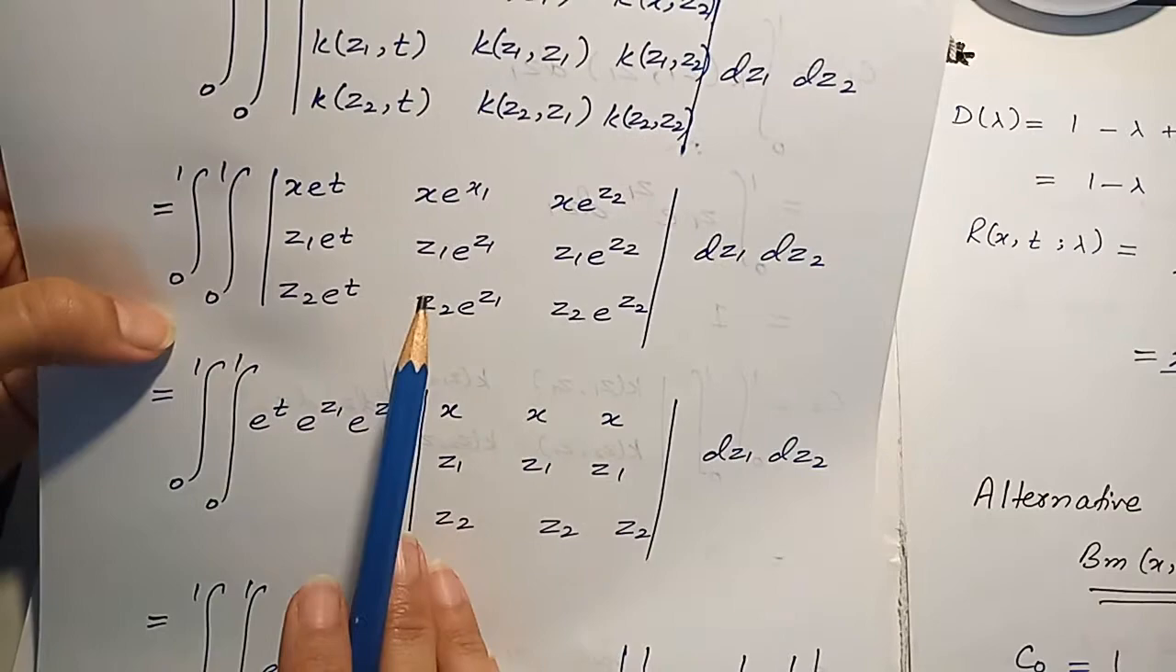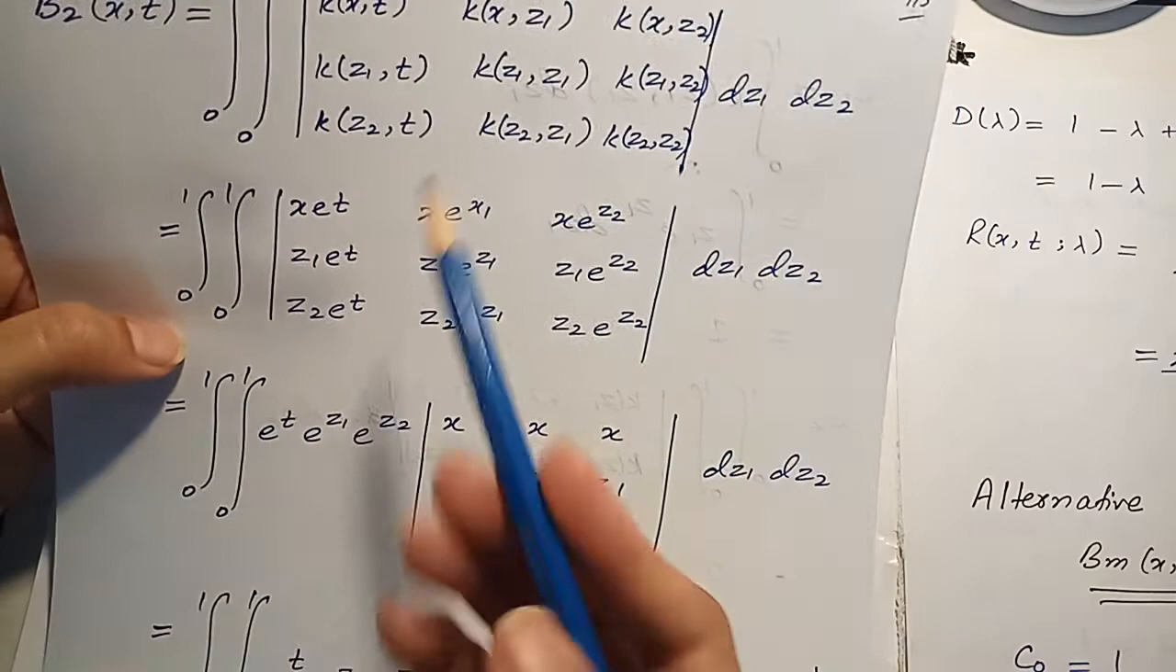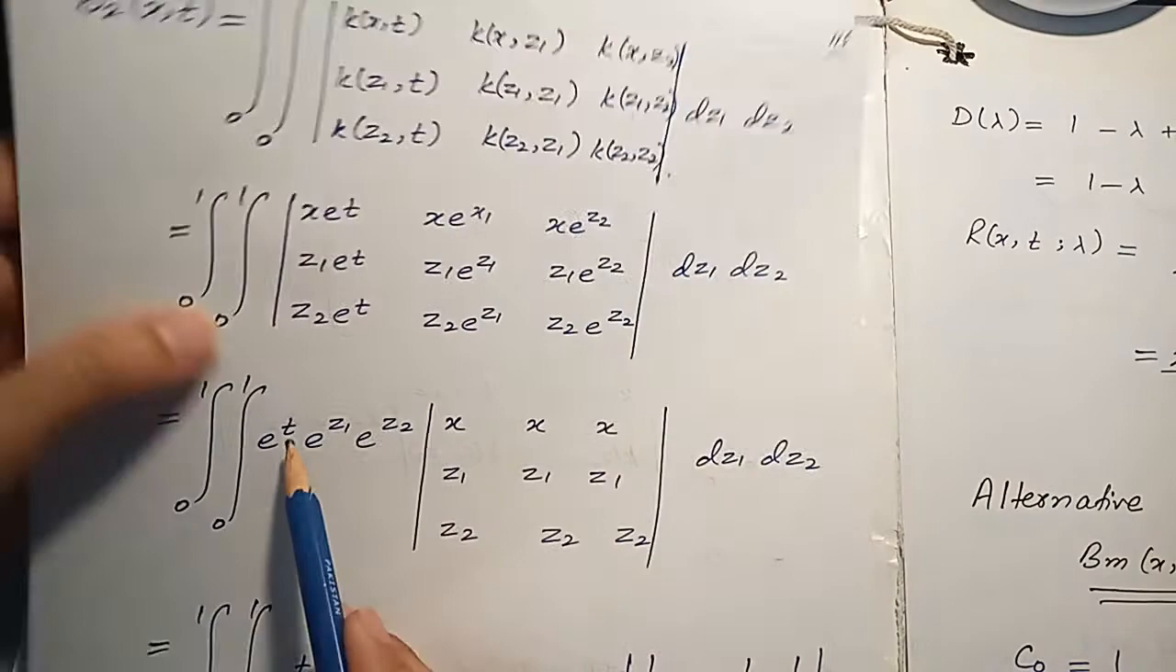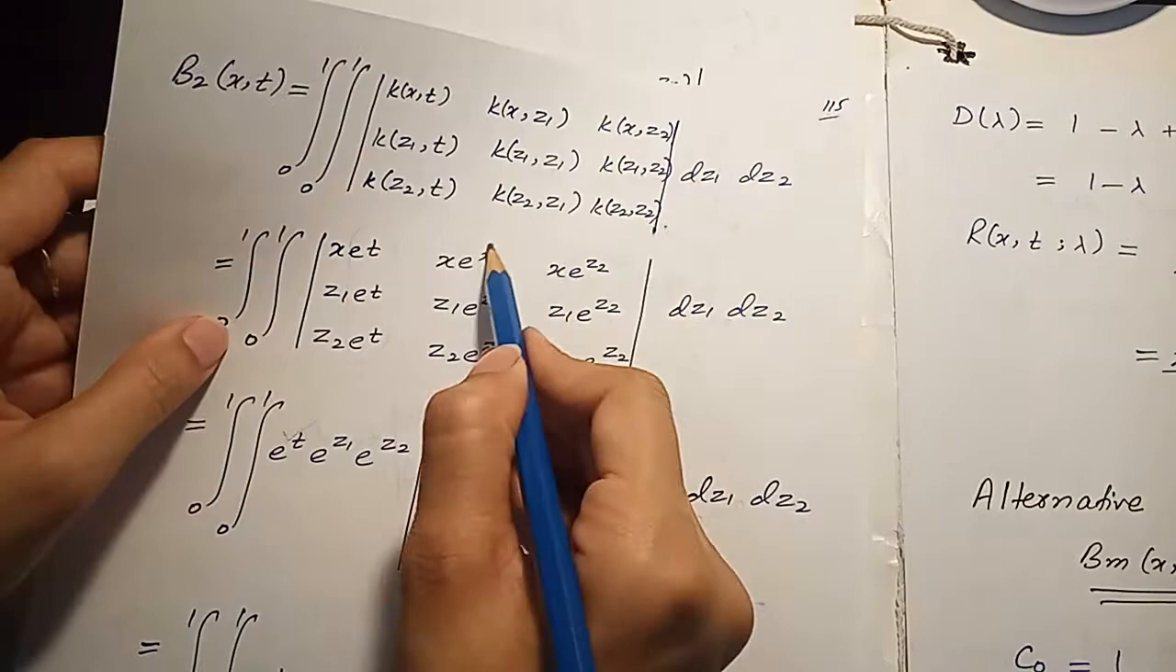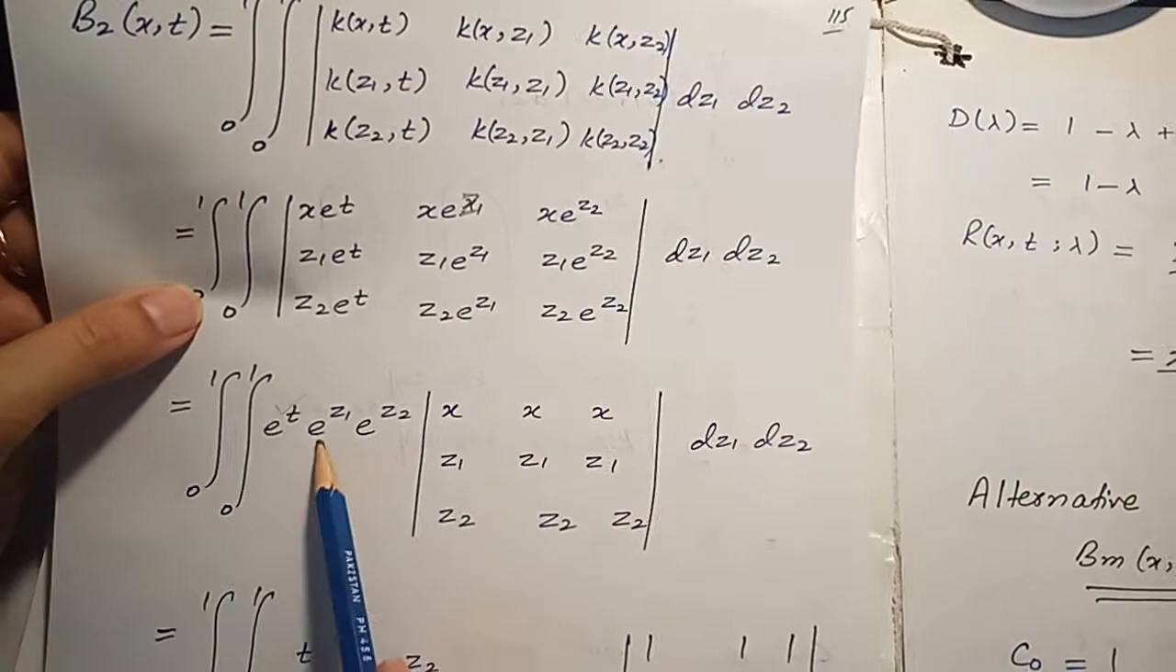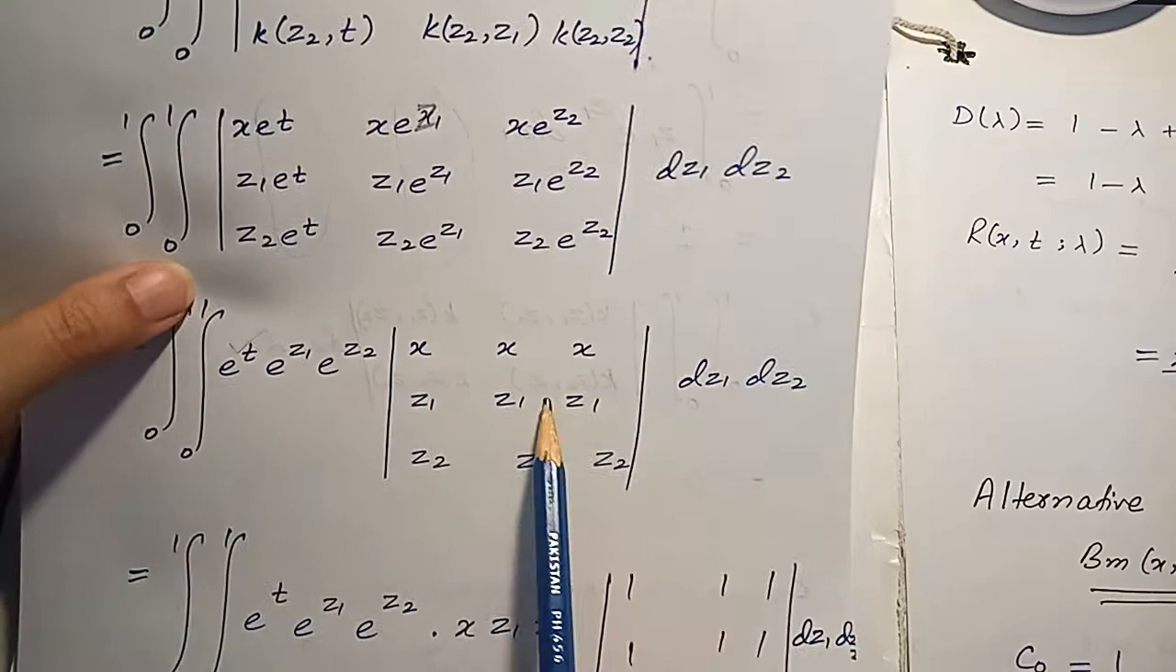Here, I have not expanded it using the proper determinant method. It's a lengthy one. I can see that there is something common. You can see here, in your first column, e raised to power t is common, so I took it common. In your second column, e raised to power z1 is common, so I have taken it common. Then e raised to power z2 from the third column. So you are left with this determinant.